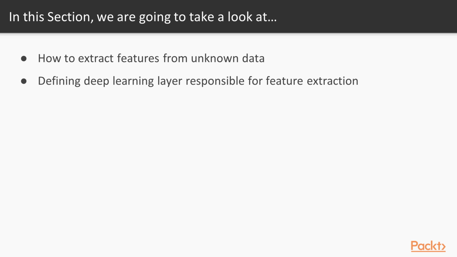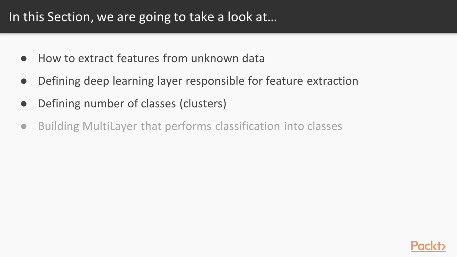Next, we'll be defining the deep learning layer responsible for feature extraction. Once you know that, we will be defining the number of classes, so the clusters into which we will be classifying our data. The next step will be building a multilayer network that performs classification into those classes. And finally, we will perform cross-validation of our model.